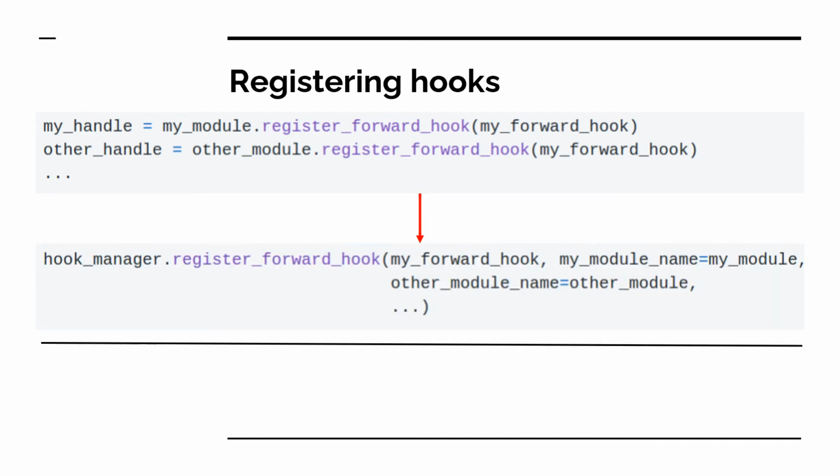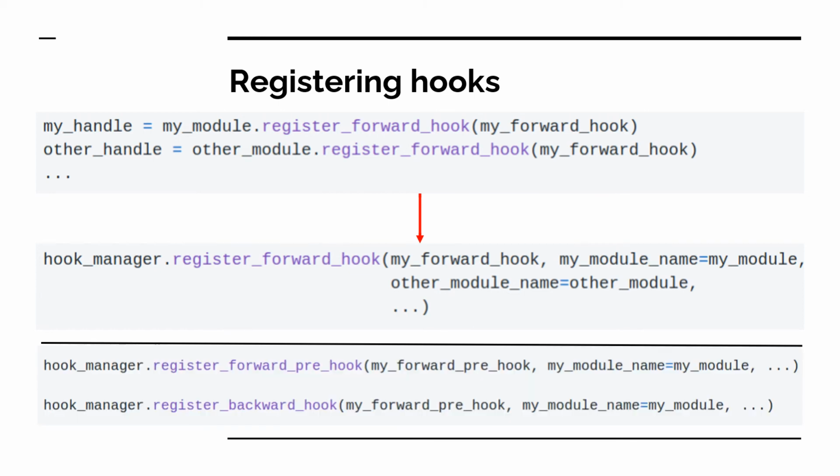Rather than making a new call to register forward hook for each module we would like to register our function with, we can make a single call to the equivalent HookManager method, passing our forward hook function as the first argument and any modules we would like to register it with as keyword arguments indexed by a module ID chosen by the user. These module IDs can be used later on to look up the module and its registered hooks in the HookManager's lookup tables. There are equivalent functions for registering forward prehooks and backward hooks as well.